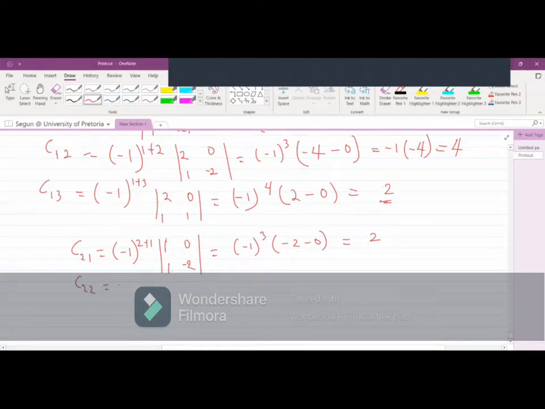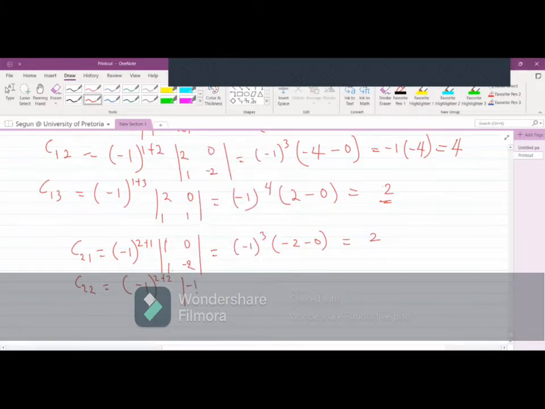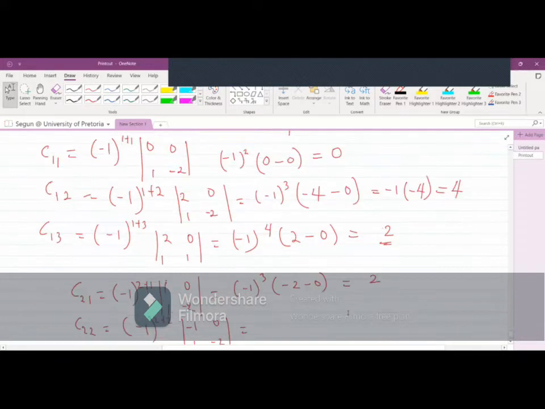C22, everybody do it by themselves. Don't look at my screen. I'm not going to explain it. Don't ask questions. Can we get it now? Is this correct?